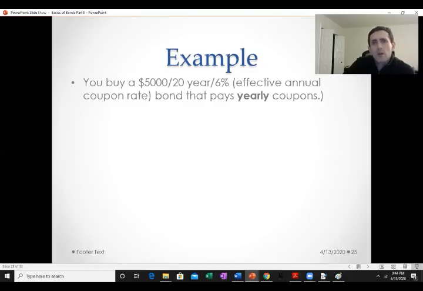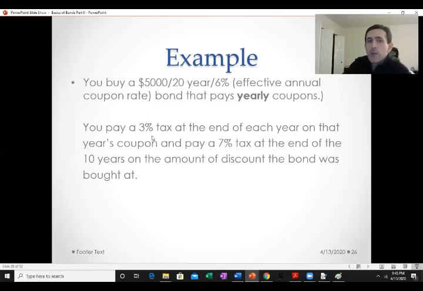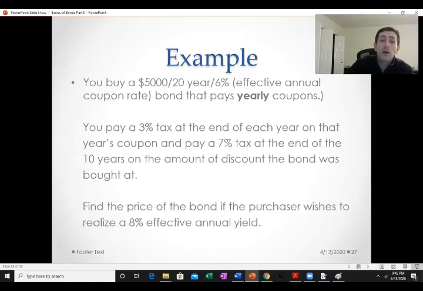But anyway, so we have a 20-year bond, 5,000 face value, 6% effective annual coupon rate, that pays yearly coupons. You pay a 3% tax at the end of each year on the year's coupon, and pay a 7% tax at the end of the 10 years on the amount of discount the bond was bought at. Find the price of the bond if the purchaser wishes to realize an 8% effective annual yield.